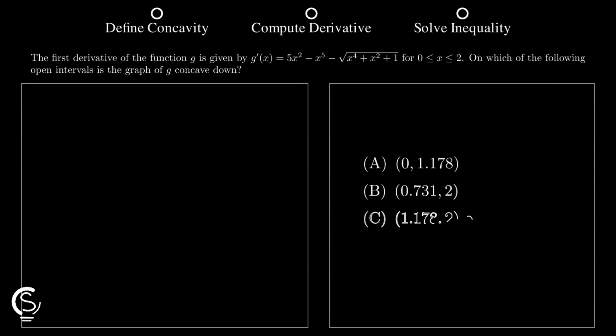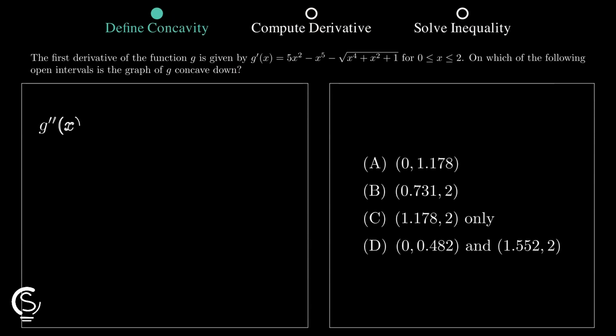To find where the graph is concave down, we need to locate the specific intervals where the second derivative of g is strictly less than 0. You got this, team!